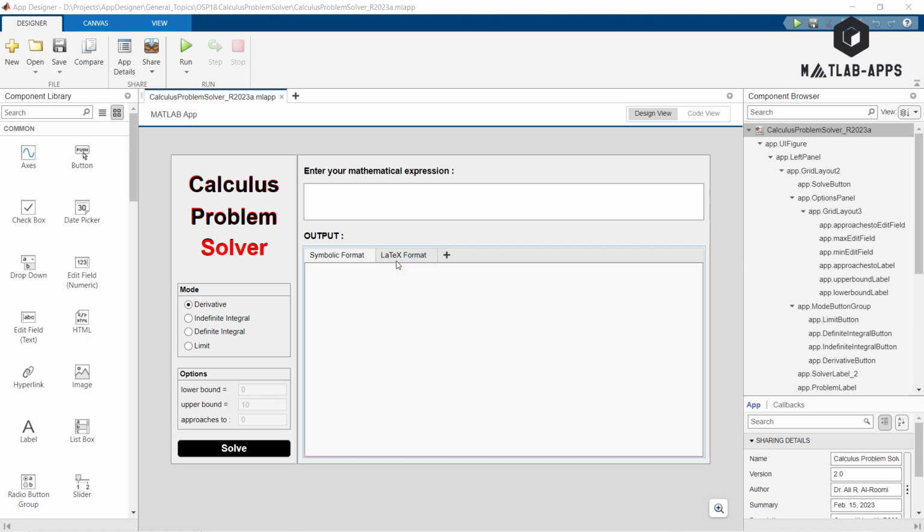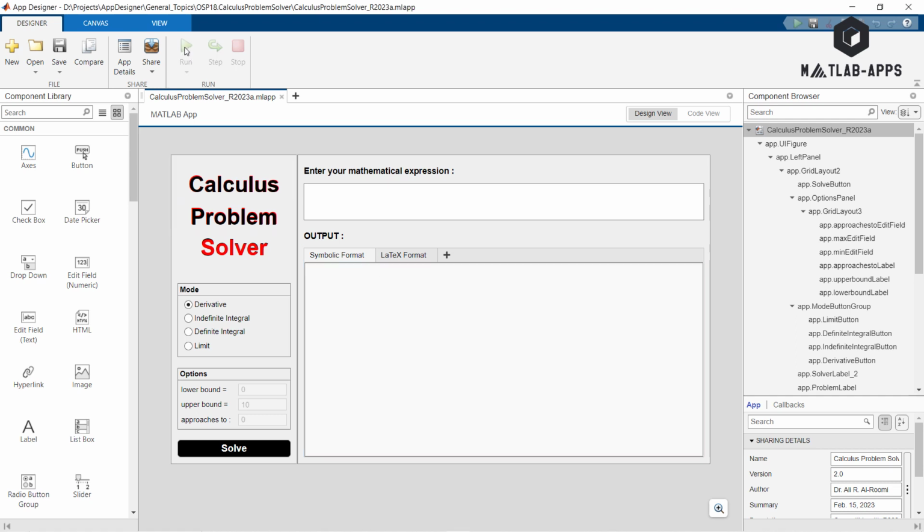The latter one, which is LaTeX format, is so important for scholars and for academic purposes, because we use these formats to write journal papers, conference papers, technical reports, lots of things with LaTeX format. So this format can save time during writing professional mathematical equations using the LaTeX scripting language. Now let's run the program and try to solve the following problems.